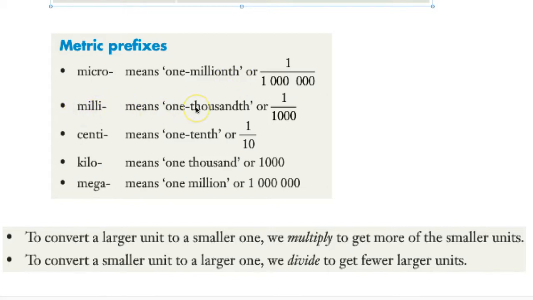Milli means not 1,000 of, but it's 1,000th. So it's 1 over 1,000. Milli is small. So 1,000 millis make up a normal unit. So 1,000 millimetres makes a metre. 1,000 milligrams makes a gram. 1,000 millilitres makes a litre. All right? So 1,000 millis makes one of the normal units.